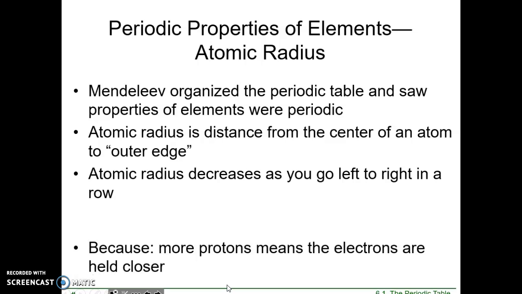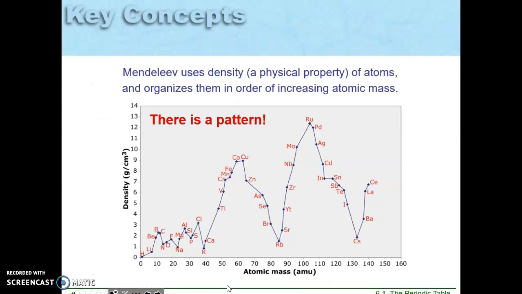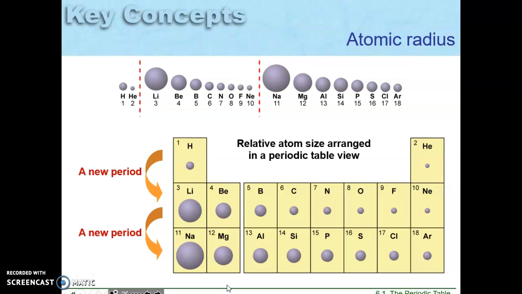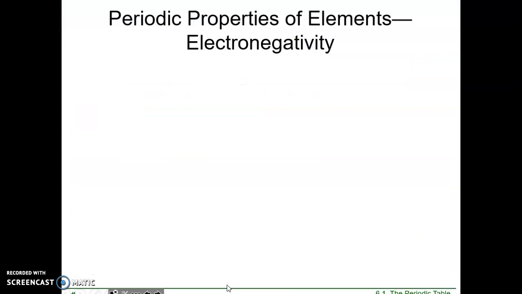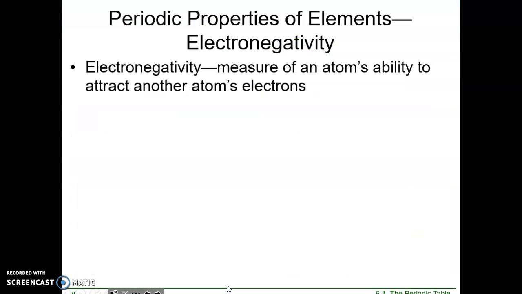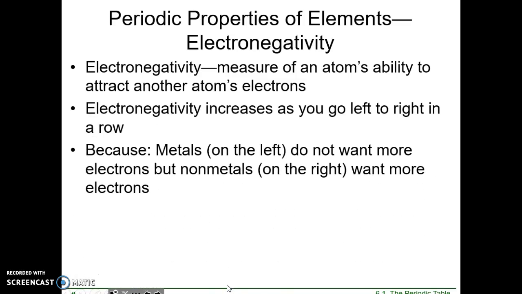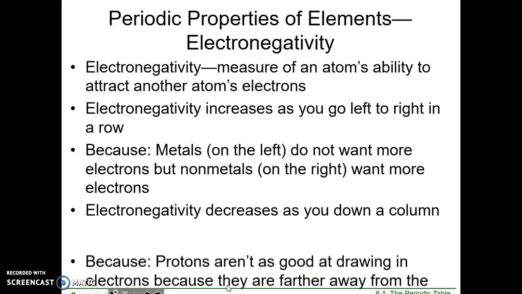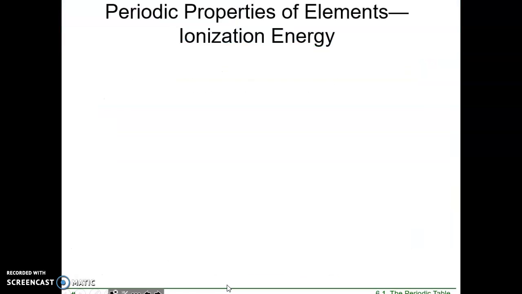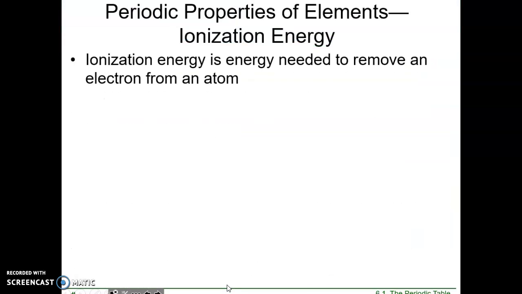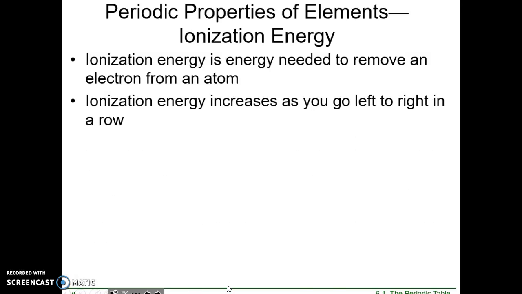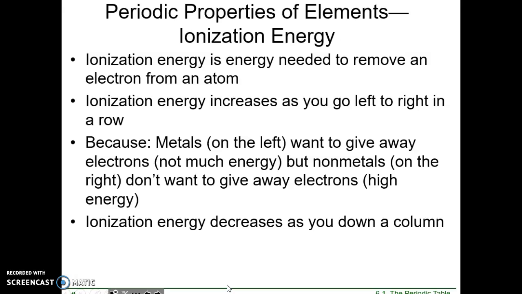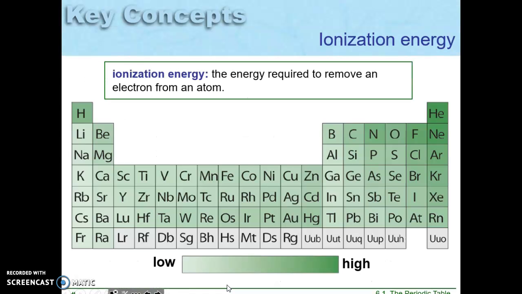We learned about atomic radius, which is the distance from the center of an atom to its outer edge, and how it gets smaller as you go from left to right and gets bigger as you go down a column. Then we learned about electronegativity, which is the atom's ability to attract another atom's electrons, and how it goes up as you go from left to right, and it goes down as you go down a column. We also learned about ionization energy, which is the energy needed to remove an electron from an atom, and how that also goes up as you go from left to right, and goes down as you go down a column.